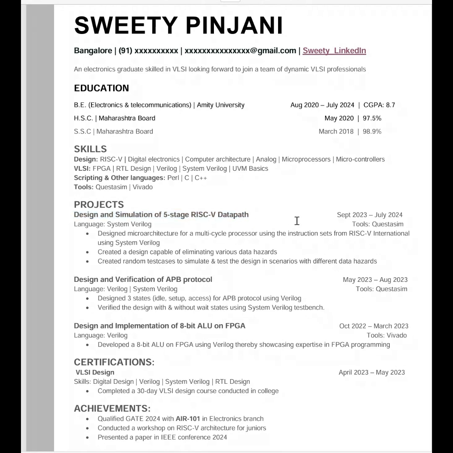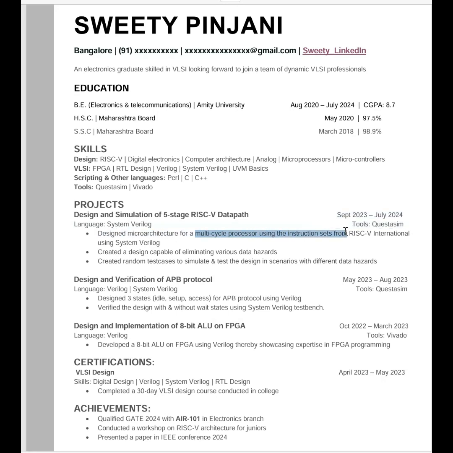And then they have also mentioned the duration for which they did the project, language which they used, and the tools. Then they have described the project. They have designed the microarchitecture for multi-cycle processor. It means this processor can complete multiple instructions in a single clock cycle.